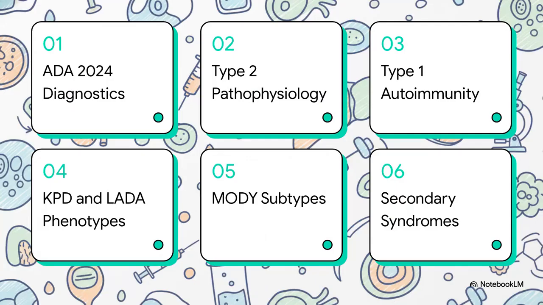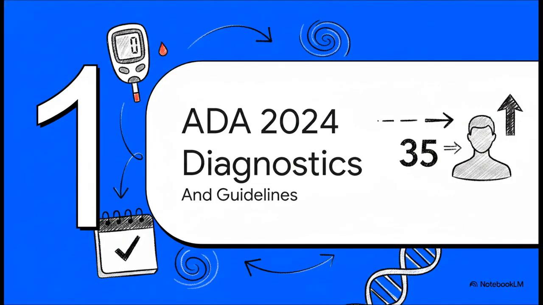Okay, let's dive into this. We are going to systematically unpack 6 major categories today: ADA 2024 diagnostics, type 2 pathophysiology, type 1 autoimmunity, hybrid phenotypes like KPD and LADA, monogenic diabetes, and finally, secondary and rare syndromes. Let's get right to it. Starting right off with Section 1, ADA 2024 Diagnostics and Guidelines.